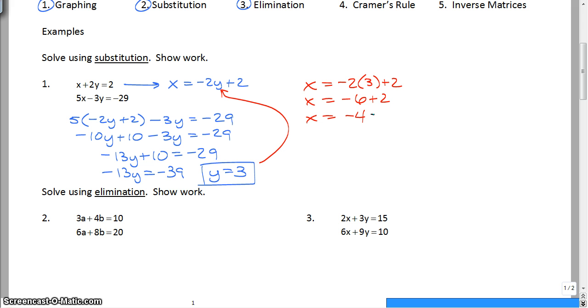And you are just about done. You have to remember you must write your solution as a solution set. So we have x comma y, so negative 4 comma 3. In the event it's not x and y, we write them in alphabetical order. Okay? So that's that for substitution.